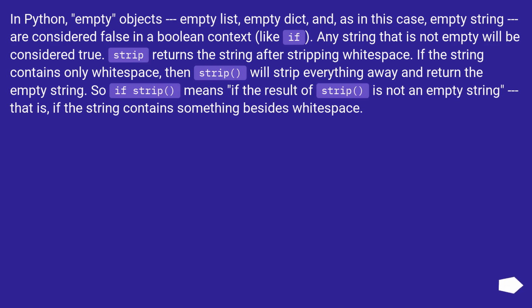In Python, empty objects, empty list, empty dict, and, as in this case, empty string, are considered false in a Boolean context, like if. Any string that is not empty will be considered true. Strip returns the string after stripping whitespace. If the string contains only whitespace, then strip will strip everything away and return the empty string.